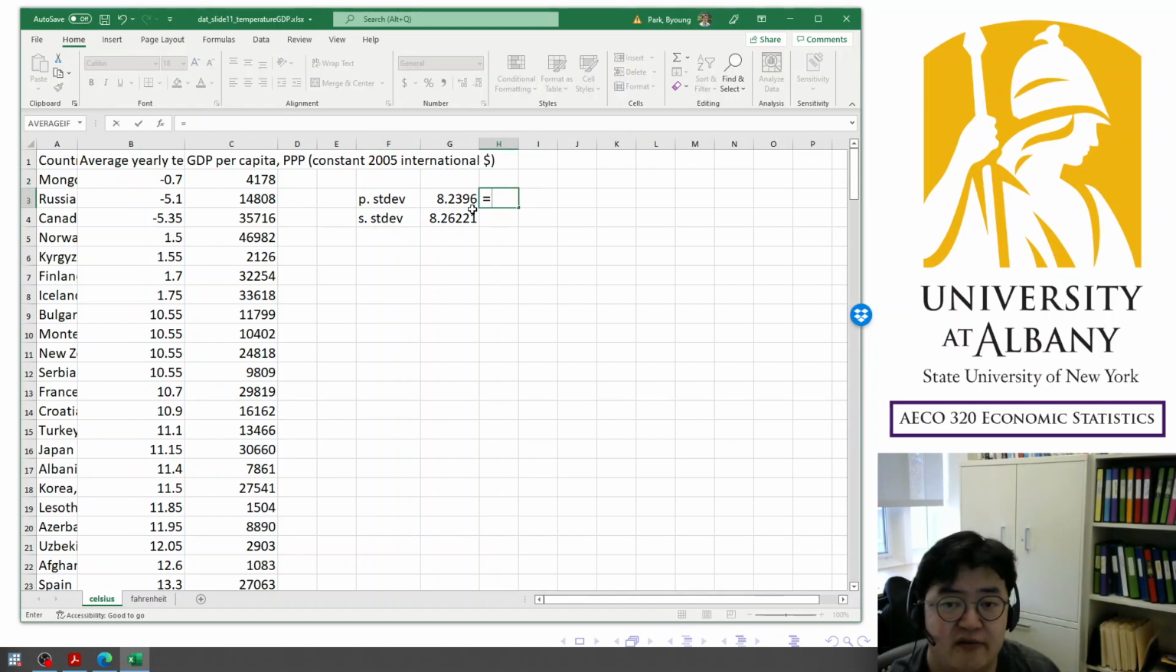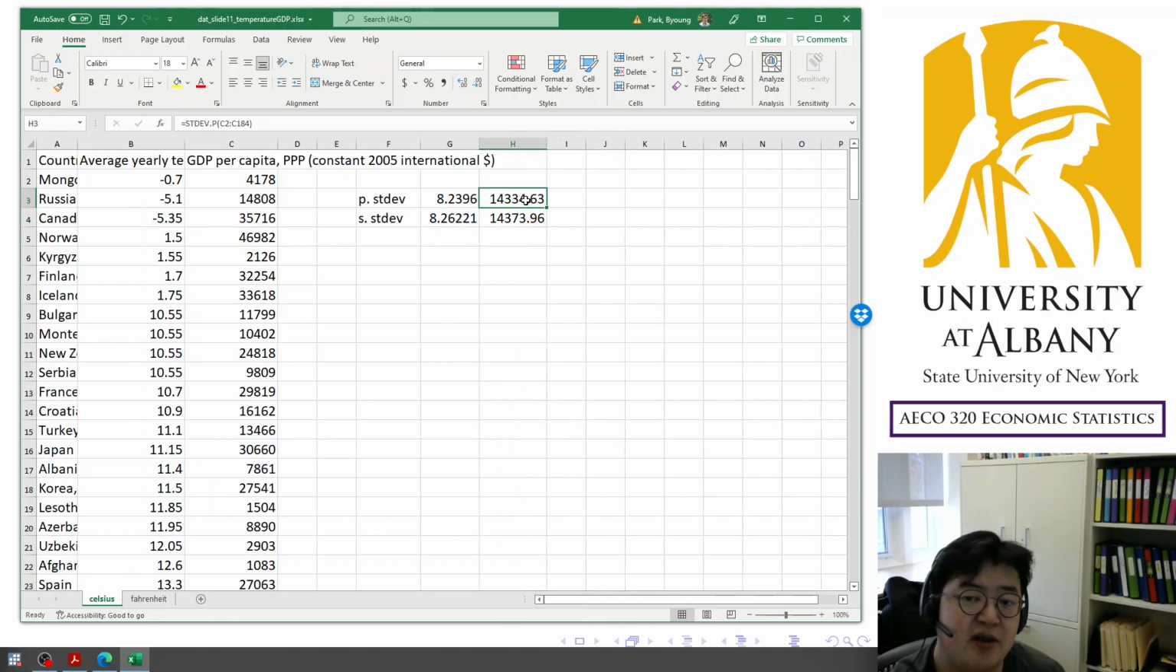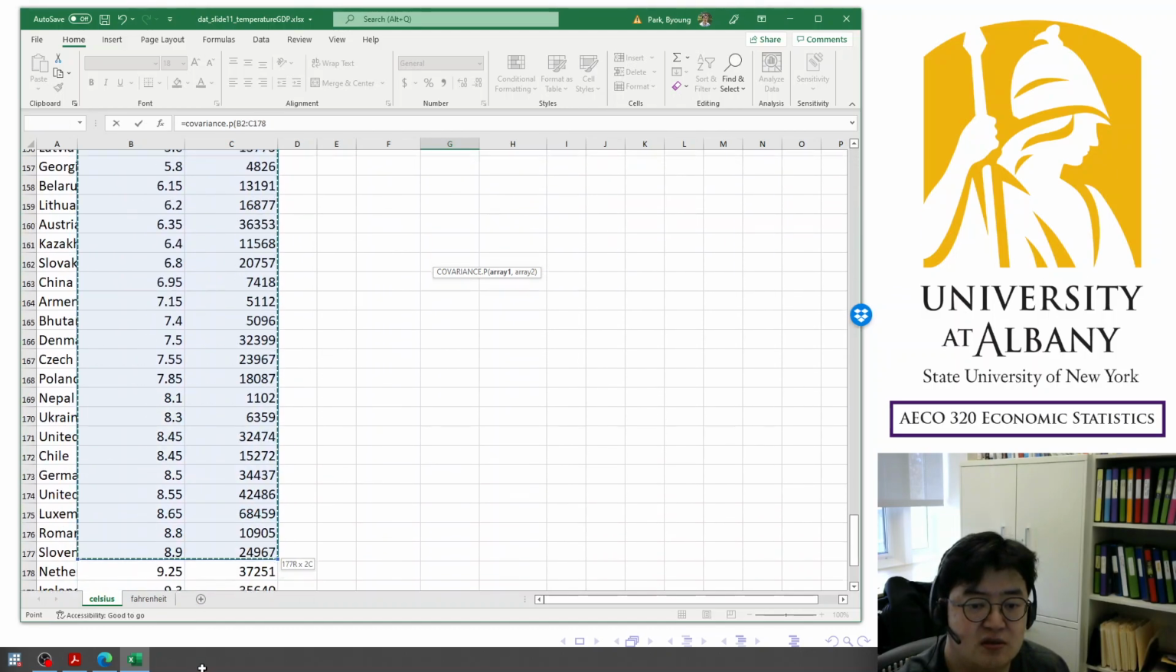And you can do the same thing for GDP per capita. GDP per capita has a much larger standard deviation, right? Remember, we calculate the temperature standard deviation only using temperature, and the GDP per capita standard deviation only using GDP per capita. But when you calculate covariance, the formula also has a population version and a sample version.